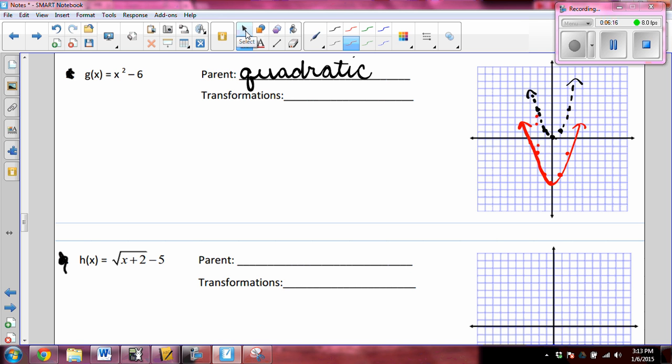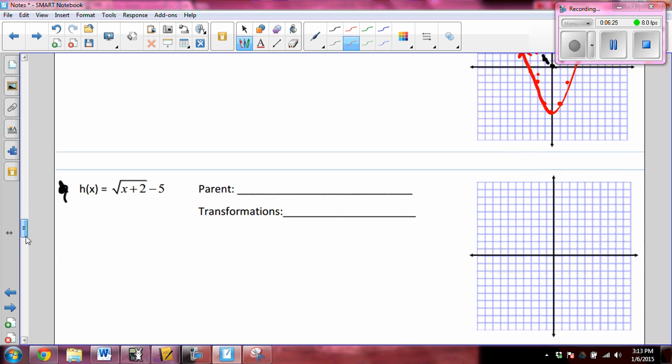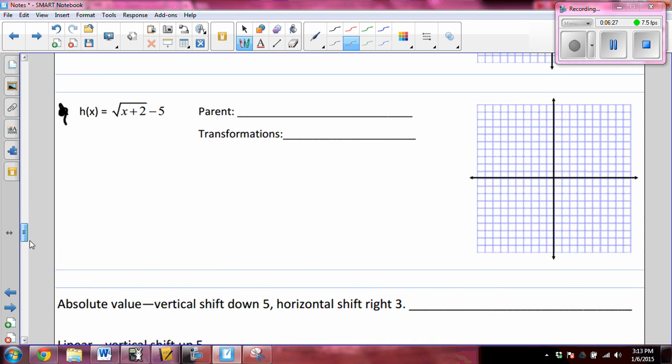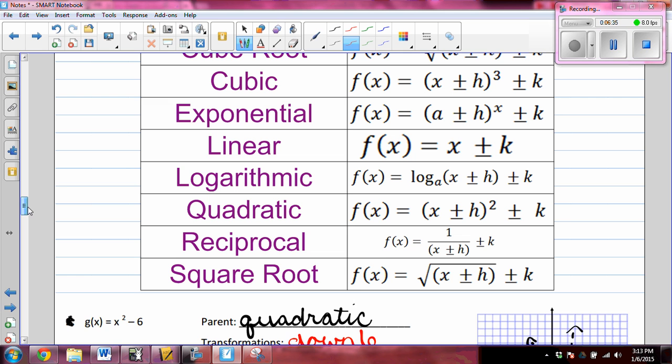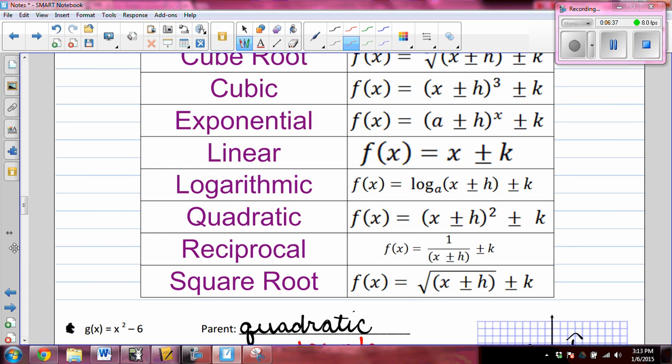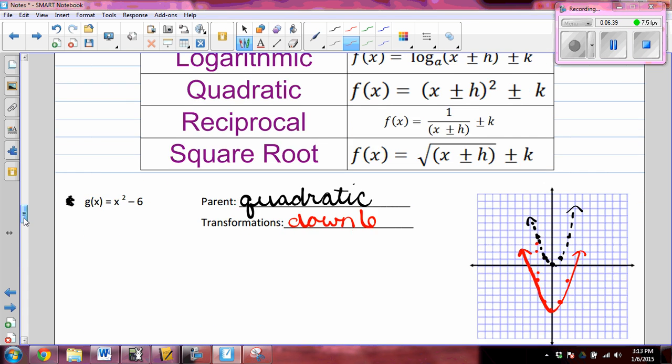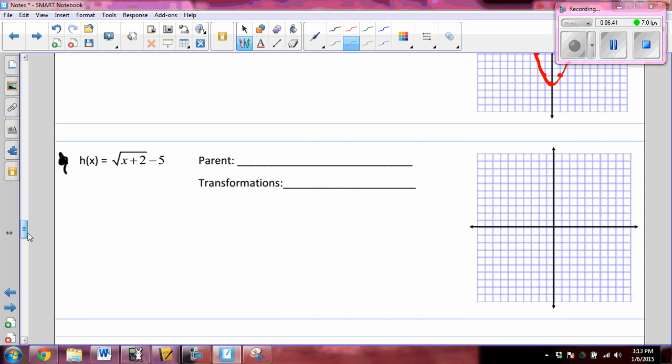And I forgot to answer this. This was down 6. All right, so now I'm moving on. This question says h of x equals the square root of x plus 2 minus 5. So I need to figure out the parent function first. So I look at my options, and it's a square root. So this is a square root.